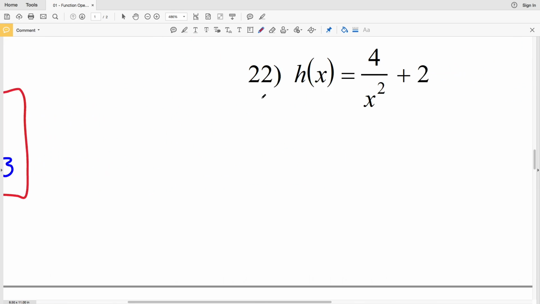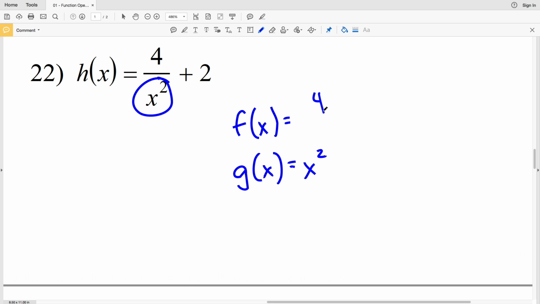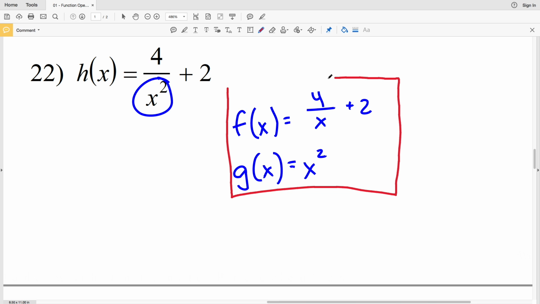And then lastly on this worksheet, number 22. Let's say that g of x was x squared. If we had g of x be x squared, then f of x would need to be 4 over the variable x plus 2. That way, when we plugged g of x in for x, we would plug in x squared for x to have 4 over x squared plus 2. And that's our final solution on this free pre-calculus Kuta Software website worksheet.